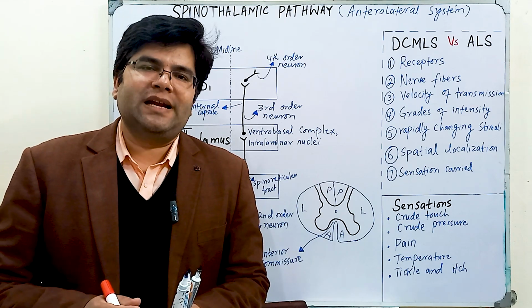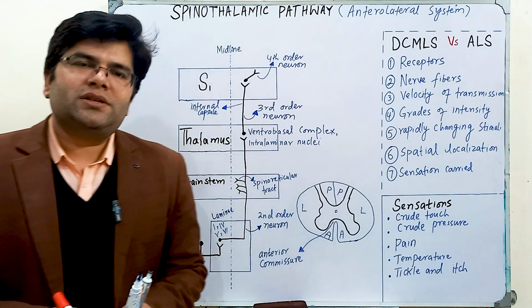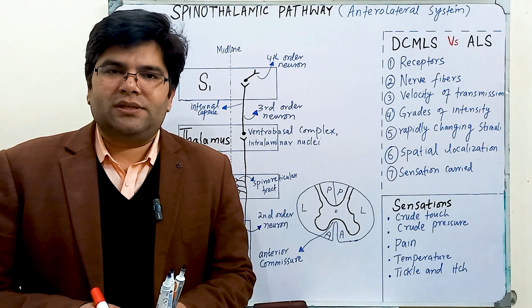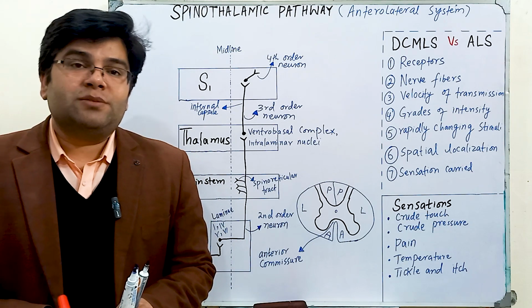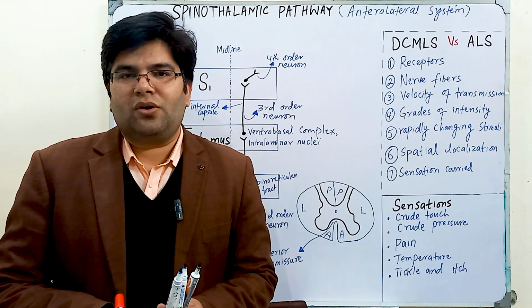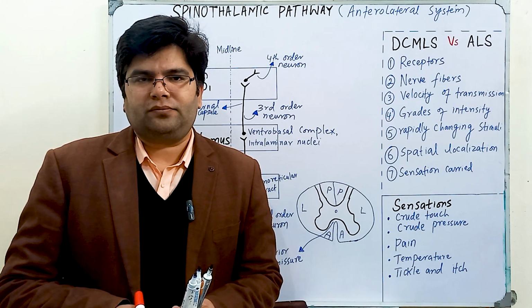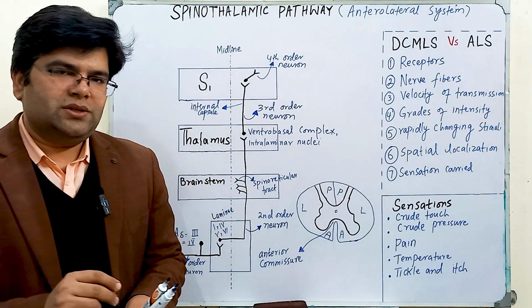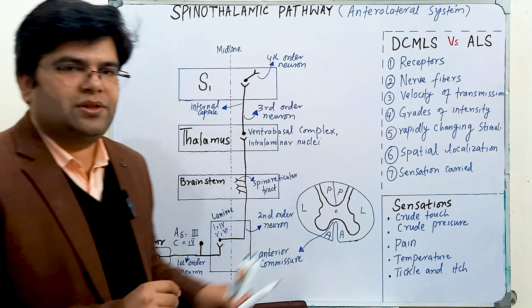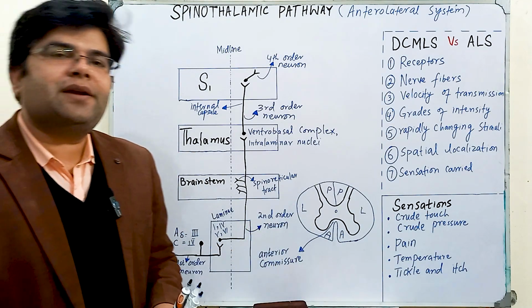So we can call it ascending tract. We have already studied the dorsal column medial lemniscal system, and today's topic is spinothalamic tracts, also called anterolateral or ventrolateral system. There are two important pathways or tracts which are included in the system: the anterior and lateral spinothalamic tracts.